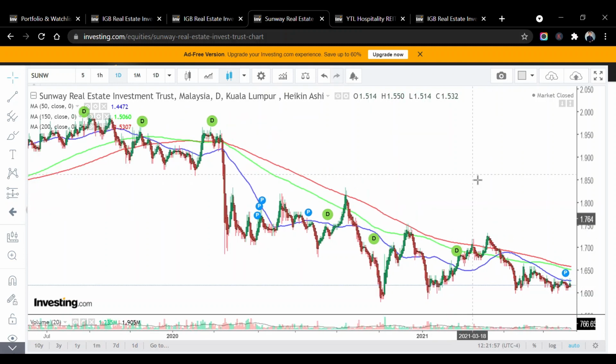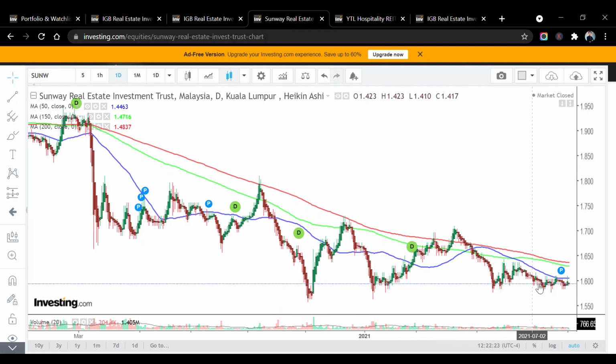So you can see this is a Heikin Ashi chart. You can see it's been going down. Okay, so the 50 days moving average is always below the 150. So in fact, during this time, about May 2021, it tried to go up, but actually was not able to. Then it hit the resistance there, then it went down again, right? So it's still quite bearish, and then you can see the support here.